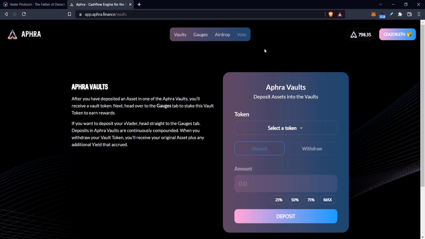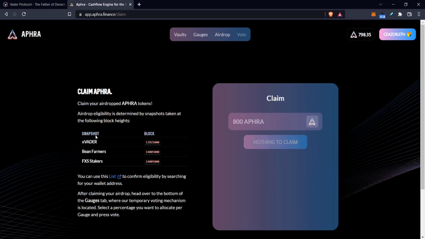If you have used VADER in the past, then I would suggest you come to APHRA, and you can try to claim your airdrop here. If you've used VADER or Beans or FX as stakers, all things I've made videos on in the past, you can search my channel to find out what these do. But if you've ever had any of these, you can come here and claim some airdrop for yourself. Now these are locked tokens. They are going to give you an NFT. You won't be able to claim these and sell these today, but they will be claimable forever. So you can decide if you want to claim them at some time in the future.